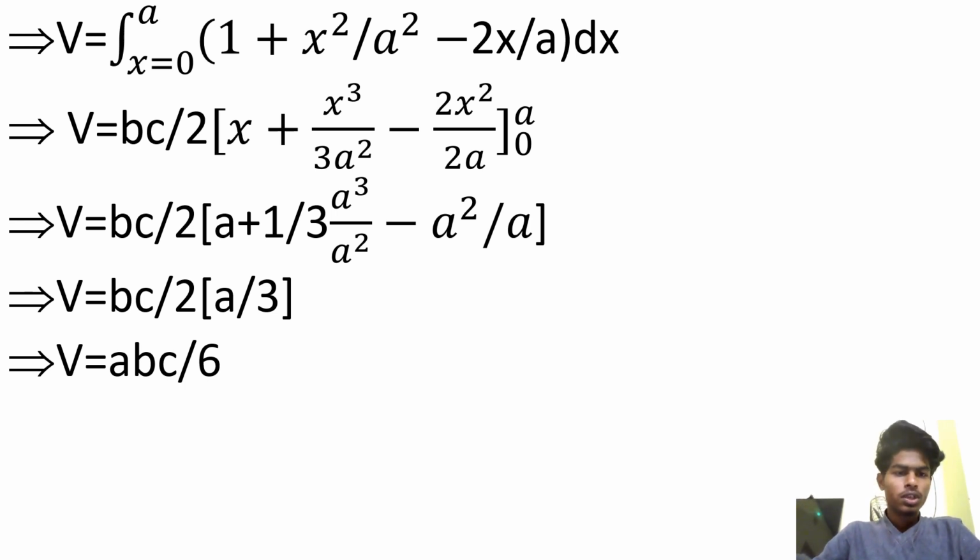Next step, we can see V equals to bc by 2. After applying upper limit and lower limit, we will get this equation. V equals to bc by 2. In place of x, we will substitute a plus 1 by 3 into a cube by a square minus a square by a. Here we see a square, and in this a cube, 2 a's are cancelled, and in a square by a, 1 a is cancelled. V equals to bc by 2 into a by 3. Then we will get V equals to abc by 6. We found out the volume. Volume equals abc by 6.